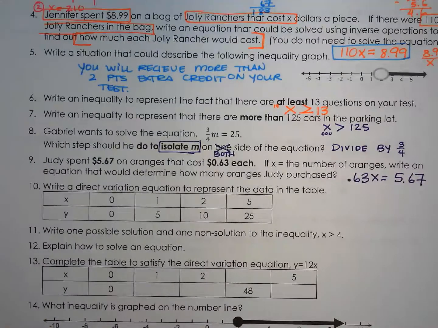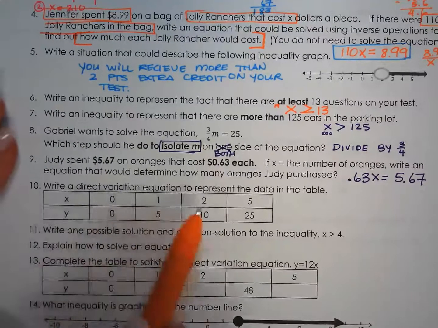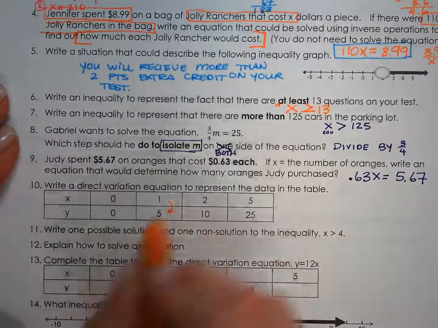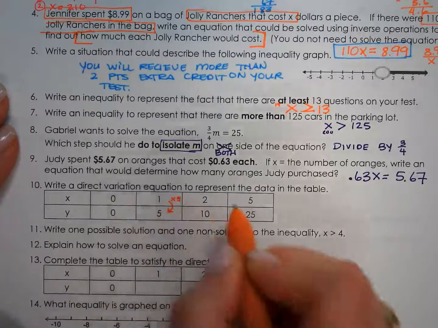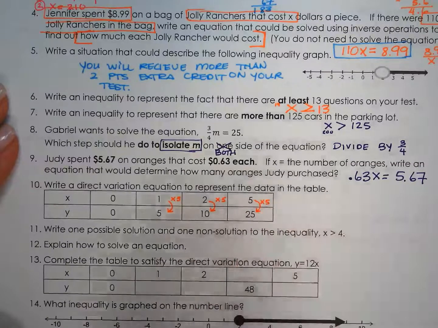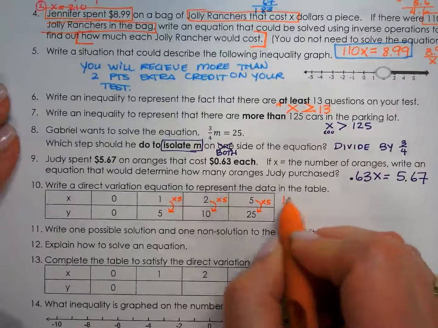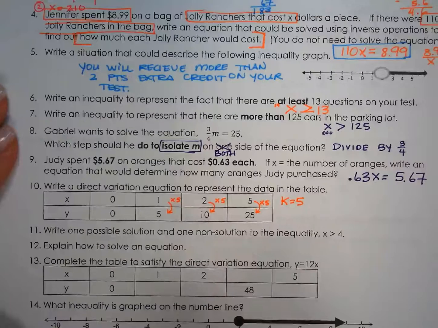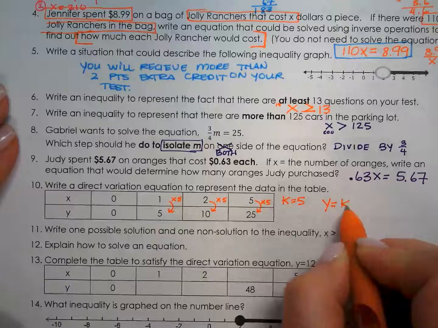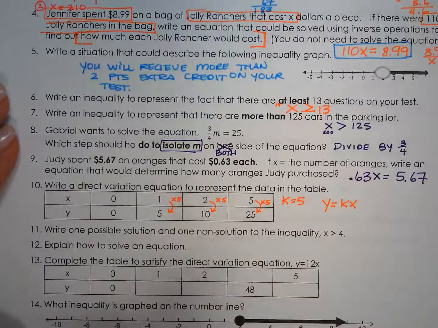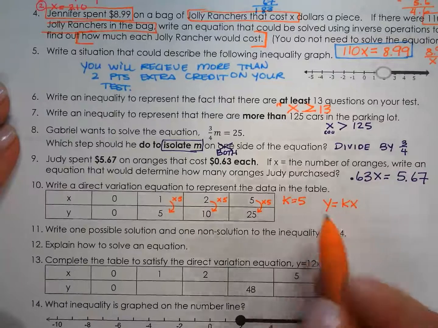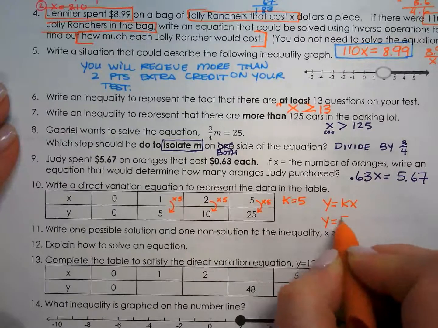Okay, in question number 10, write a direct variation equation to represent the data in the table. What we want to look at is every time we do this, to get from 1 to 5, times 5, times 5, times 5. 5 is the constant of variation, so our k equals 5. The generic equation for a direct variation model says that all of our y's will equal whatever k is times whatever x is. And the only thing you have to plug in to get me a good direct variation equation is the k. So the direct variation equation that works here is this.